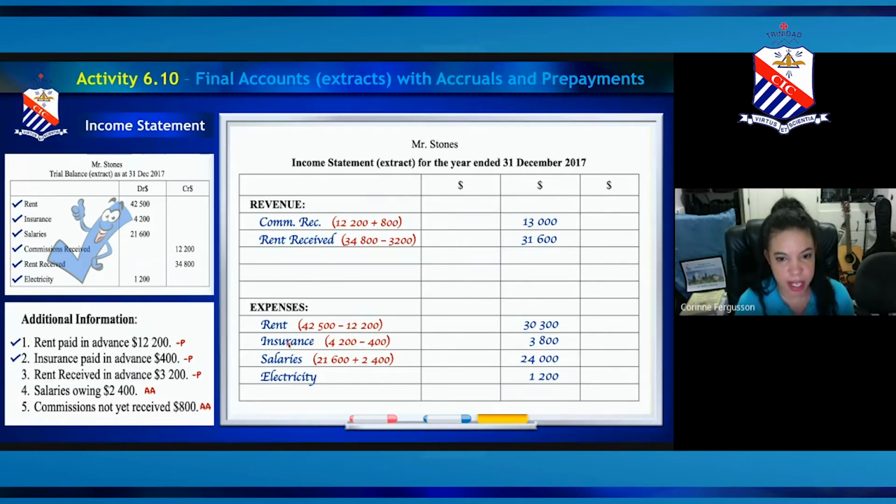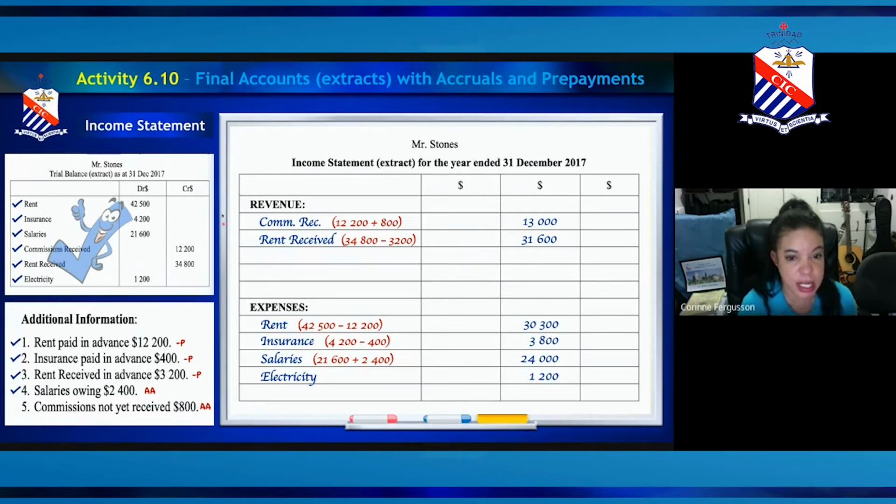Rent received in advance, you go up to revenue. Did you do the adjustment? You see your working there? Check. Salaries owing, did you do it? Yes, you did. Check. And you can always do a quick check as well to make sure that you had owing, so you added it. So you will check and see your working and make sure that you did add it, right? Because it was an accrual.